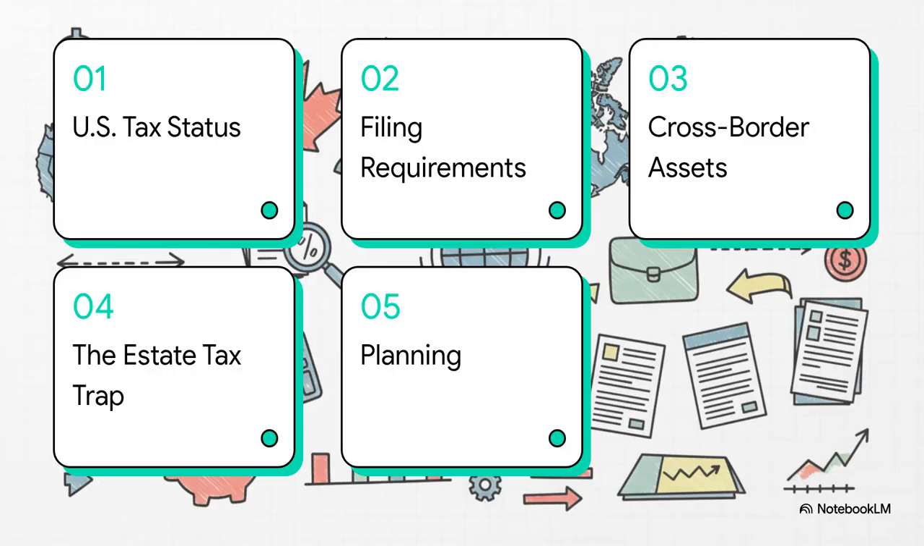So here's our roadmap for today. We're going to walk through 5 key areas. First, we'll figure out how to define your tax status. Then, we'll look at the core filing requirements that come along with it. After that, we'll get into managing common assets like real estate. We'll also uncover the often overlooked U.S. estate tax trap, and we'll wrap things up with some critical planning considerations.